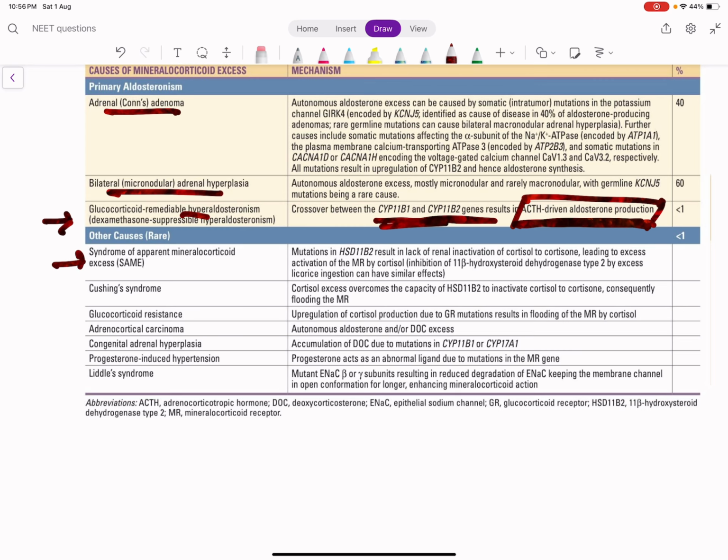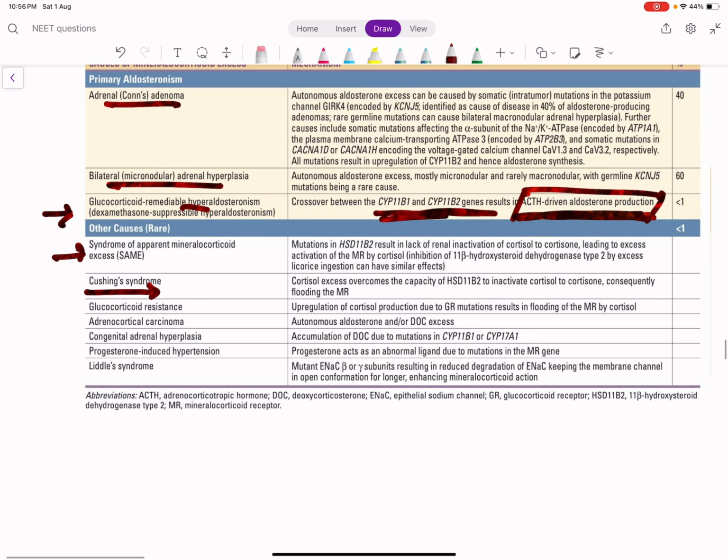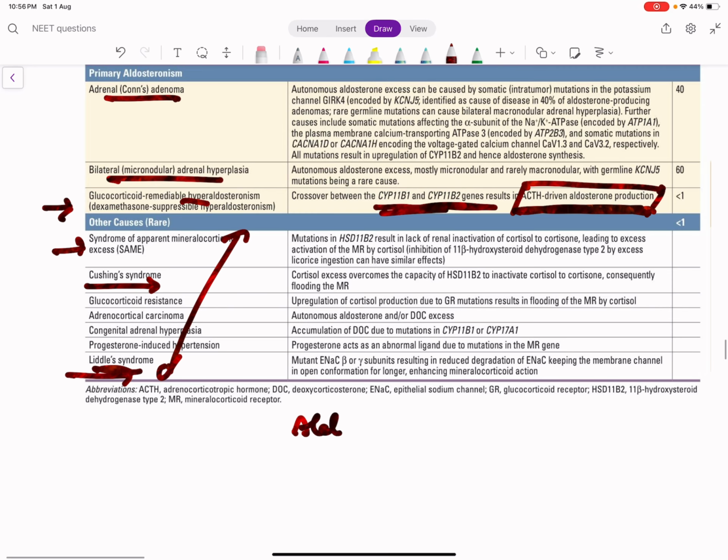We have other syndromes like SAME, syndrome of apparent mineralocorticoid excess, and Cushing's. That is when cortisol is very high, some of it overflows and acts like a mineralocorticoid. So if possible, you can discuss this. Remember Liddle syndrome also. Liddle syndrome, remember aldosterone, how does it act?